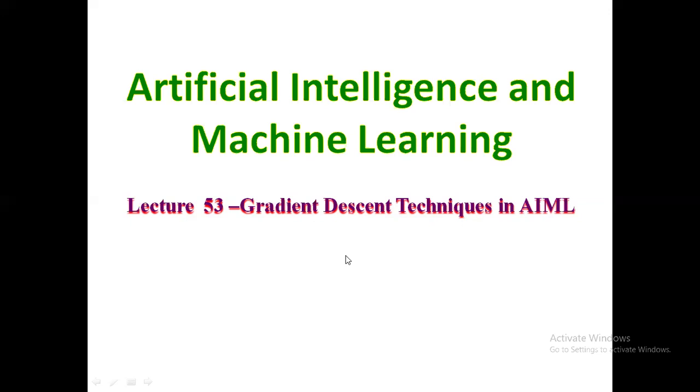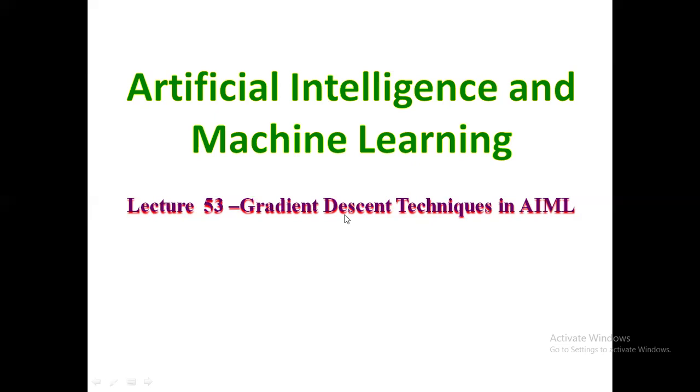In this lecture, we'll see how the gradient descent technique is used in AIML, that is, artificial intelligence and machine learning. This gradient descent, which we are calling GD, is a fundamental optimization technique in AI and machine learning that iteratively updates model parameters to minimize the loss function, converging towards optimal solutions. By calculating gradients of the loss function with respect to model parameters, the descent adjusts the parameters in the direction of negative gradient, reducing the loss.